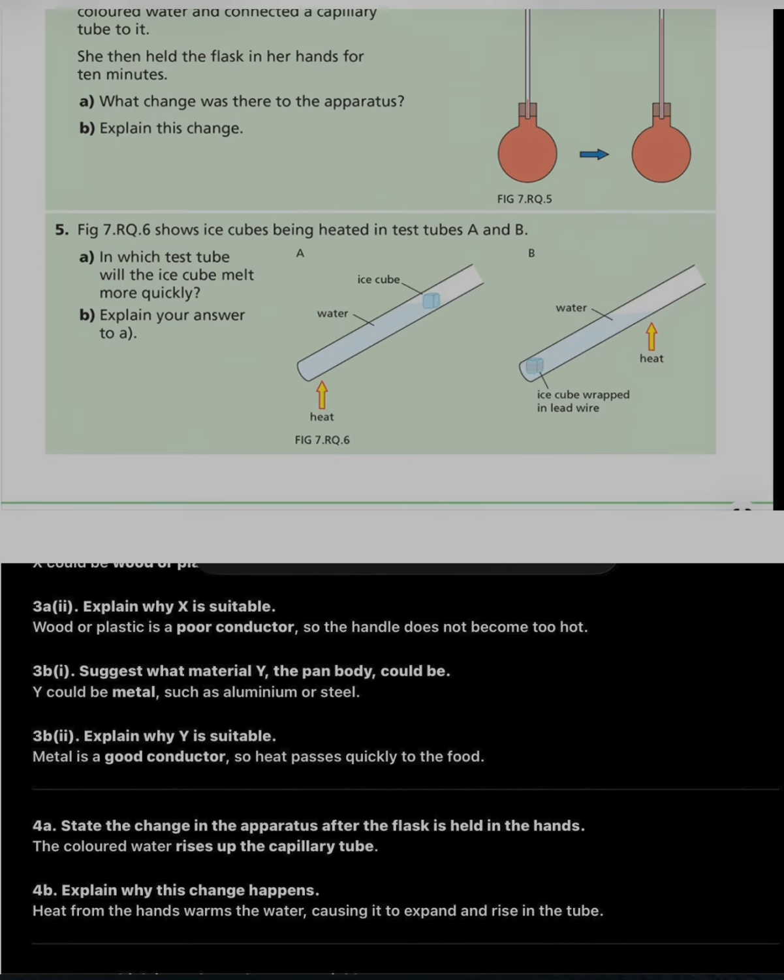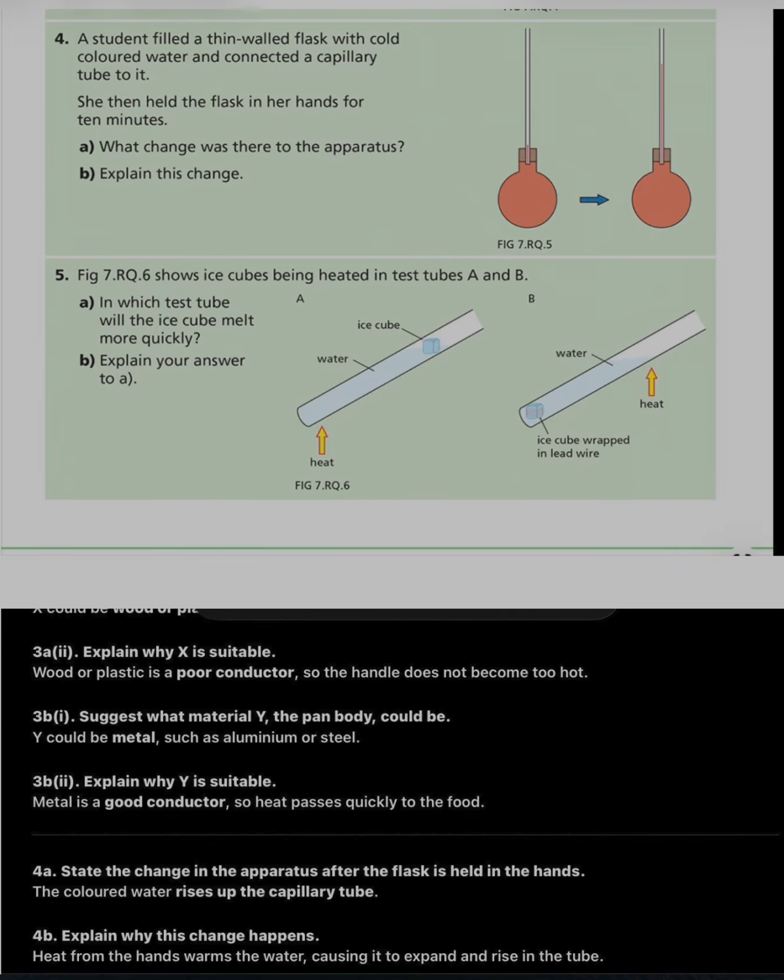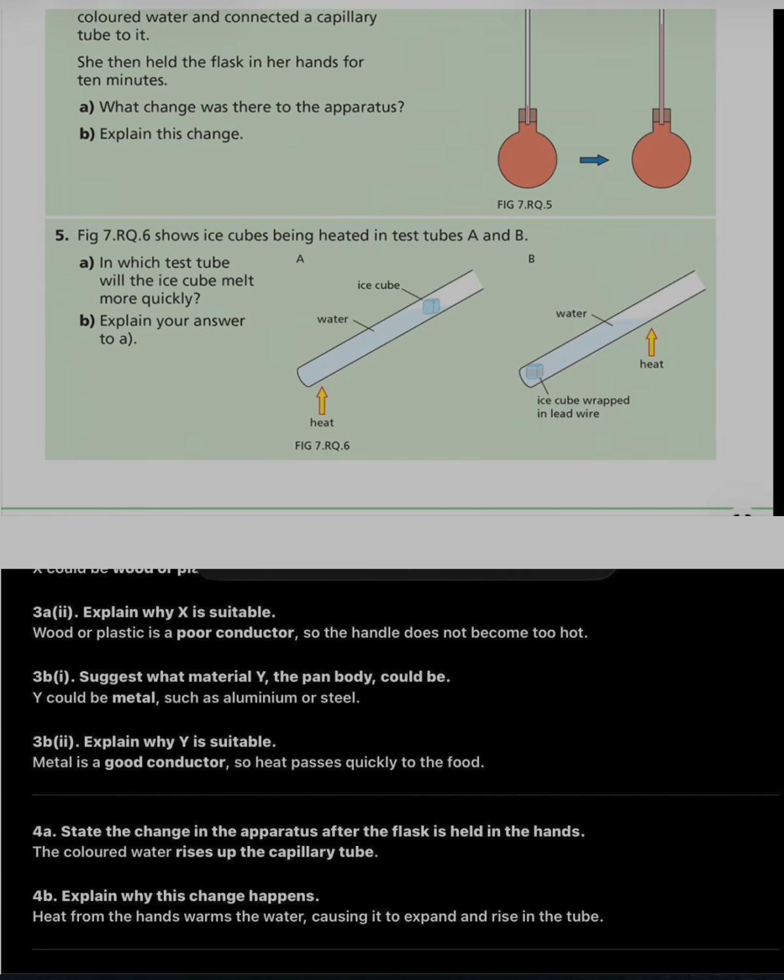4A. State the change in the apparatus after the flask is held in the hands. The colored water rises up the capillary tube. 4B. Explain why this change happens. Heat from the hands warms the water, causing it to expand and rise in the tube.